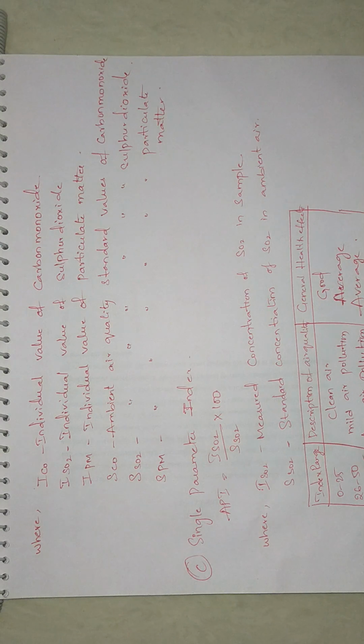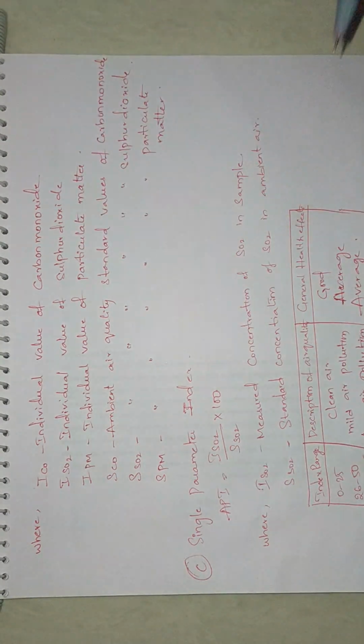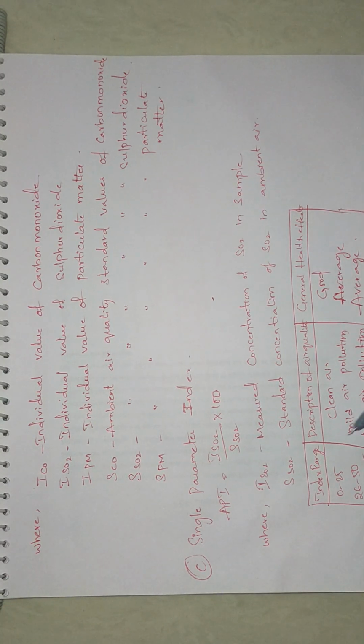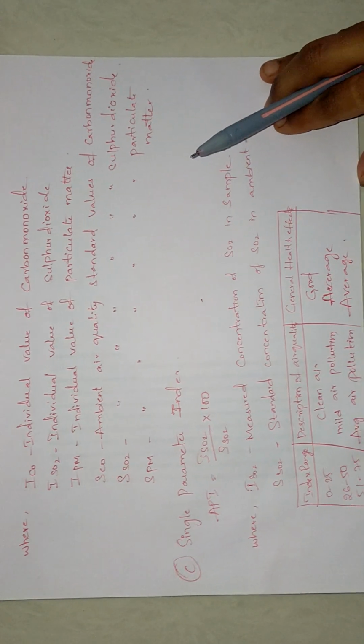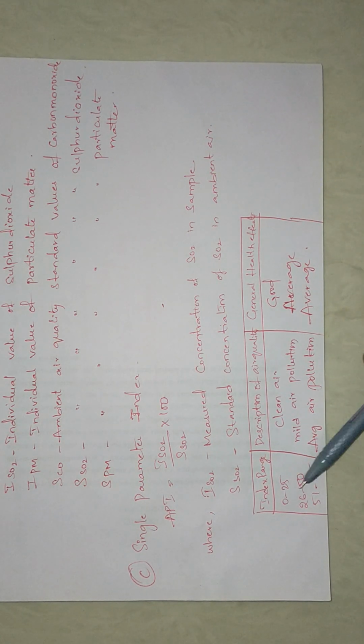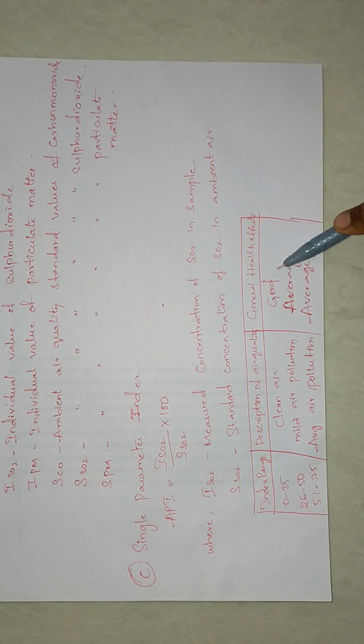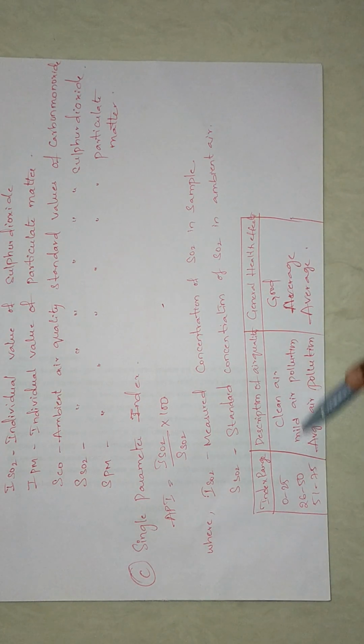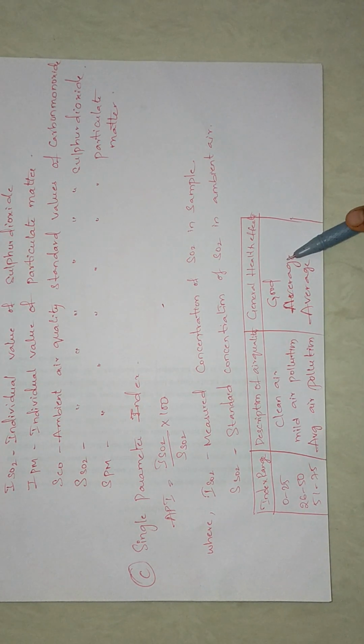So all these methods we have discussed till now, the 3 methods: the ratio method, the Poisson method, and now the single parameter index, each gives one value. Based on the value, this is the parameter table. If the index range, that means the resulting value, is 0 to 25, then it's clean air and good for health. If it's 26 to 50, it's mild air pollution and good health condition will be average. 51 to 75 is average air pollution.